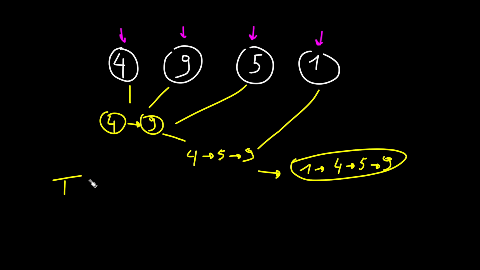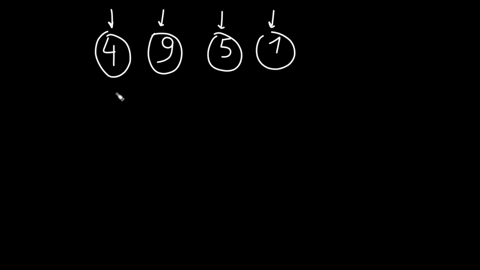In fact, the time complexity for this solution is big O of k times n, where k is the number of linked lists and n is the number of nodes. So a more efficient way to solve this is to build up on the merge two linked lists problem. So we can use the same concept here.